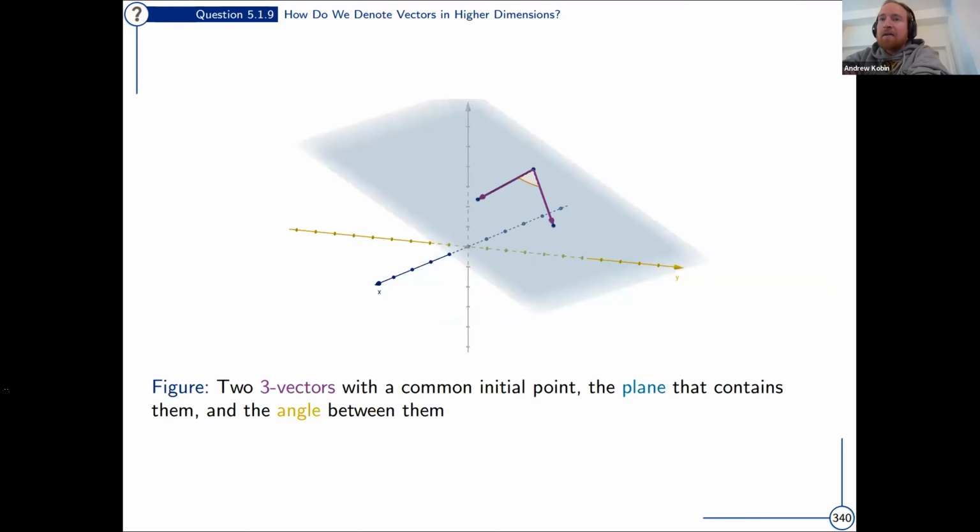Here's a picture denoting 2 vectors in 3-dimensional space where we've lined up their initial points to be the same. They lie in some plane, and the angle drawn in gold between them is some notion that we can make sense of. And we'll start doing that in the next video.